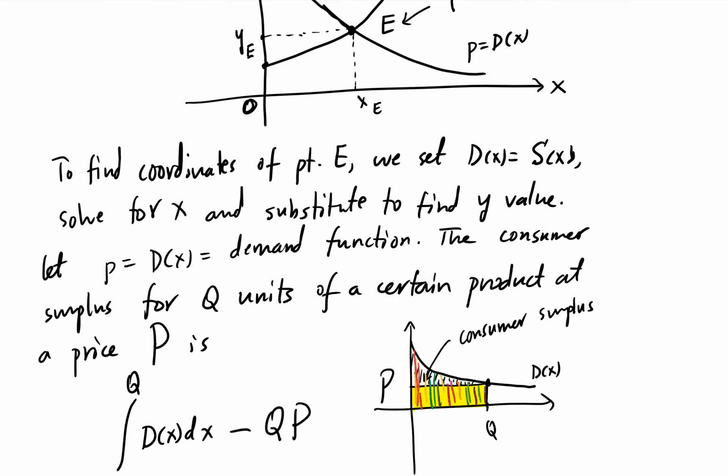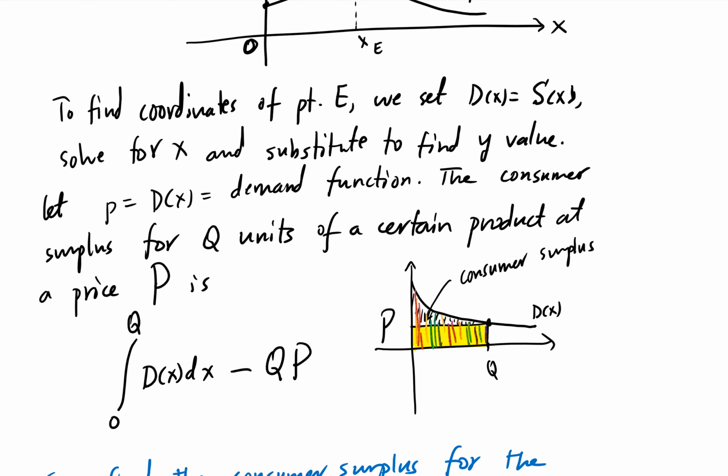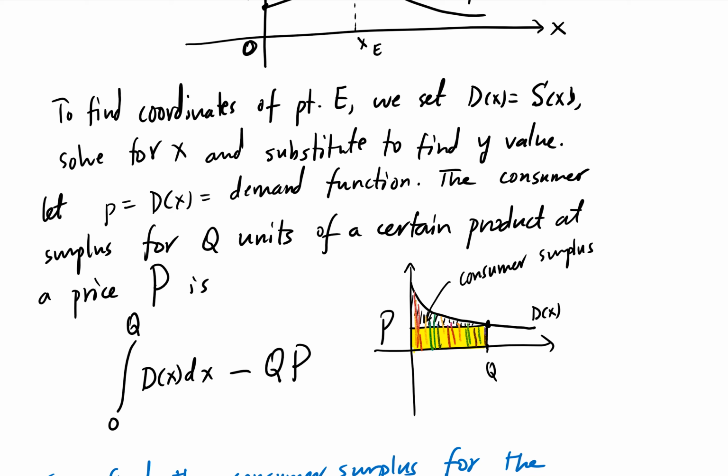So what we do here is, if we let P equal d of x, that's the demand function, the consumer surplus for Q units, so we assume we have Q units of a certain product at a price capital P, is given by the definition of consumer surplus: the integral from 0 to Q of capital D of x dx minus Q times P. That's how we calculate the consumer surplus.